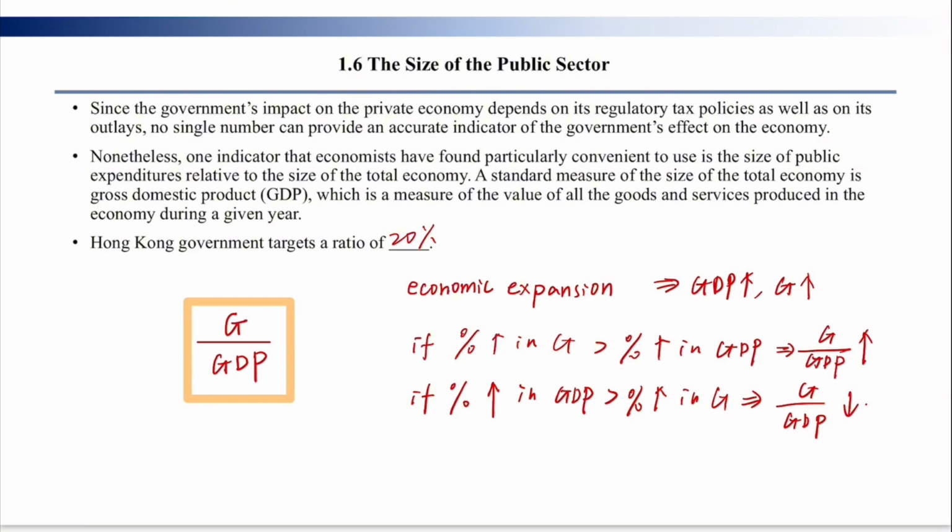And this part is how to quantify the size of the public sector. We use the equation G over GDP. If there is economic expansion, GDP will increase. G will increase too. If the growth rate of G is higher than the growth rate of GDP, the G over GDP will increase. If the growth rate of GDP is larger than that of G, then G over GDP will decrease.